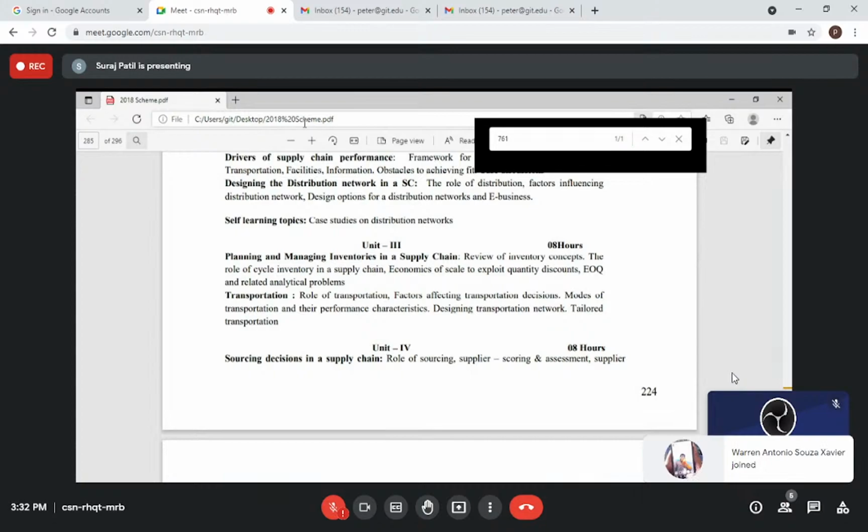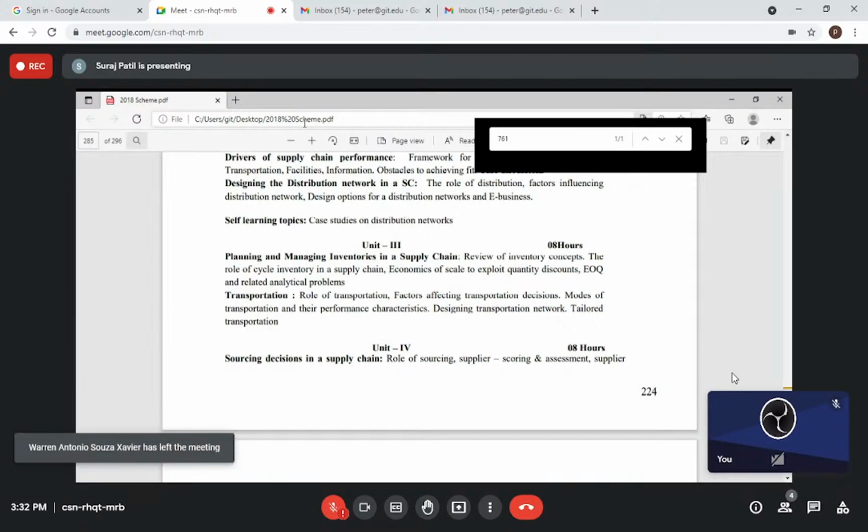And then we are discussing the design of transportation, likewise how we design the distribution network for the supply chain. Even for transportation, there are various modes of network designing, and based on that we will be discussing. And there is an introduction of tailored transportation in the entire process.